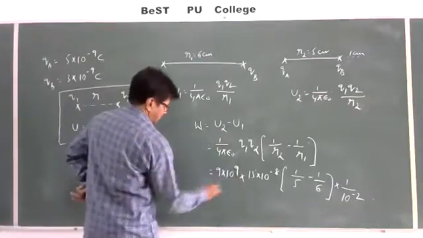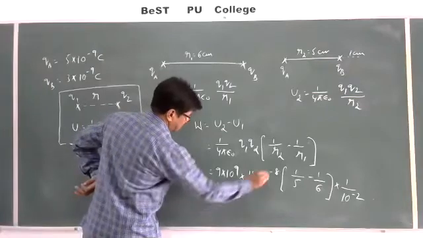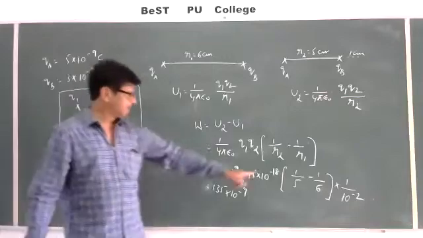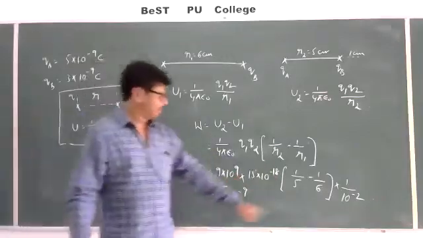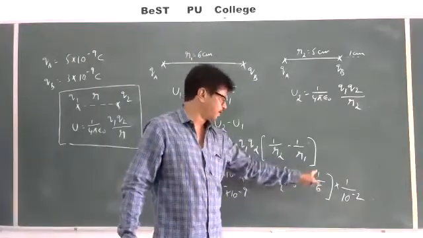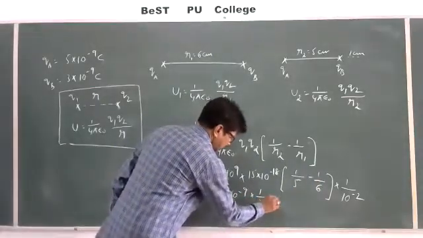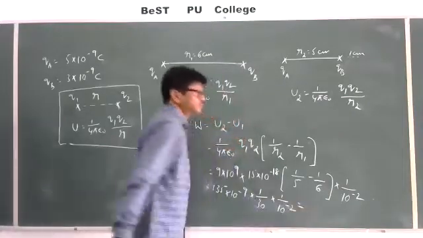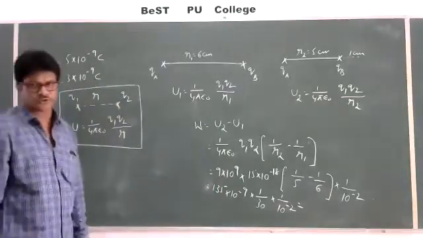Fifteen nines are 135 into 10 to the power of minus 9. Here, minus 18 plus 9 minus 9. If you take an LCM, 6 minus 5, 1 by 30 into 1 by 10 to the power of minus 2. If you simplify that, you will get the work done in joules.